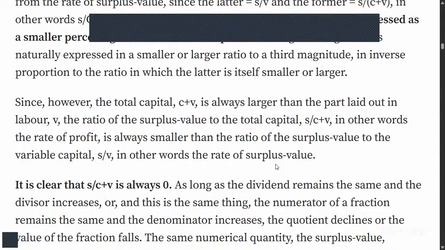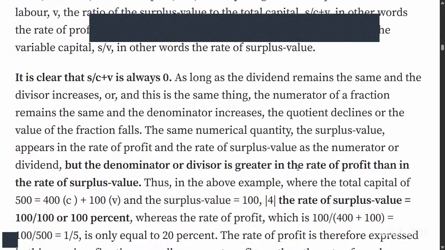That all seems clear or redundant. It is clear that S over C plus V is always smaller. As long as the numerator of a fraction remains the same, and the denominator increases, the quotient declines, or the value of the fraction falls.